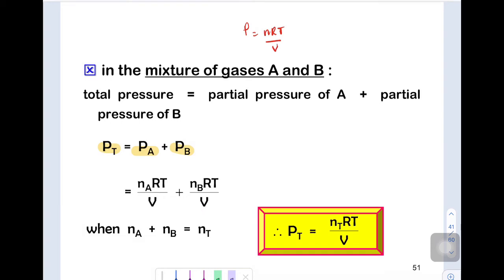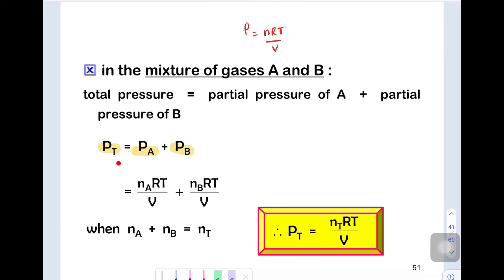Since these two gases A and B are in the same container, they will have the same R, of course, because it is the gas constant. They will have the same temperature because they are in the same container, and also the same volume because they occupy the same volume of the container. What's different between these two is the number of moles of the first gas and the number of moles of the second gas. So moles of gas A plus moles of gas B is equal to the total moles.